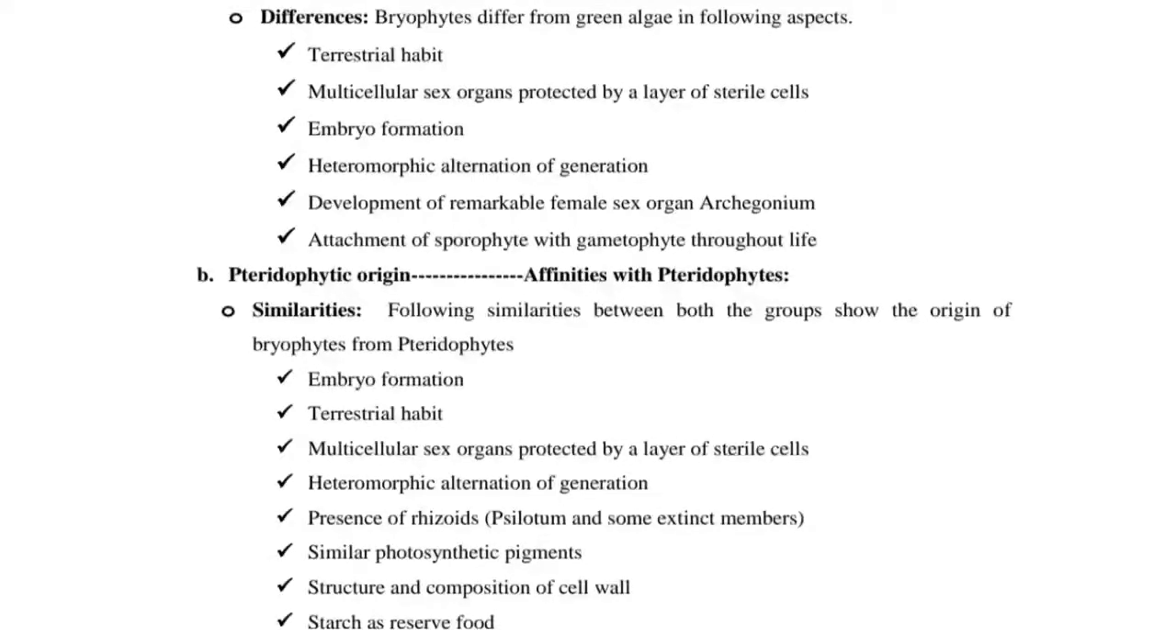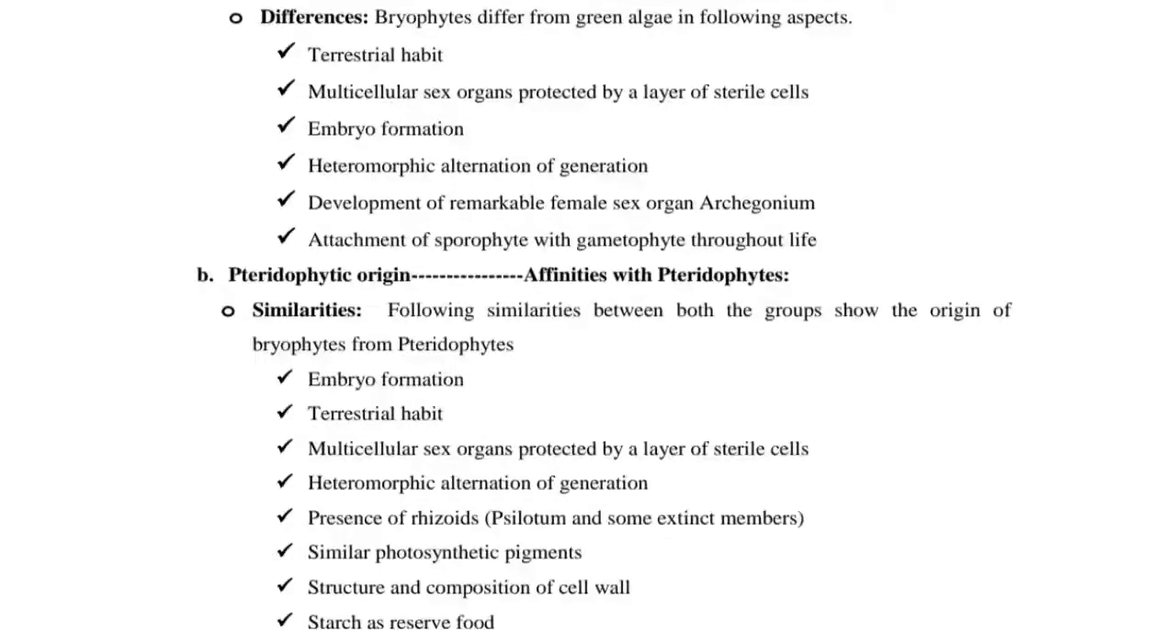Differences. Bryophytes differ from green algae in the following aspects: terrestrial habit, multicellular sex organs protected by a layer of sterile cells, embryo formation, heteromorphic alternation of generation, development of the remarkable female sex organ, the archegonium, and attachment of the sporophyte with the gametophyte throughout life.